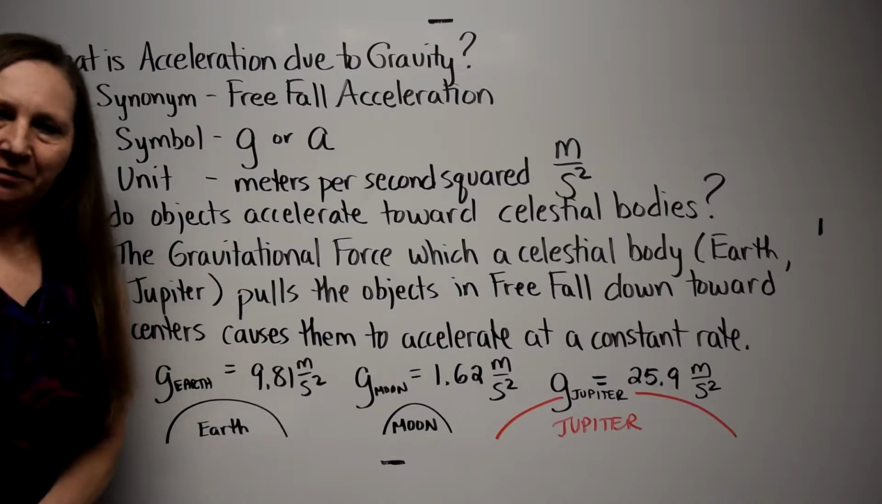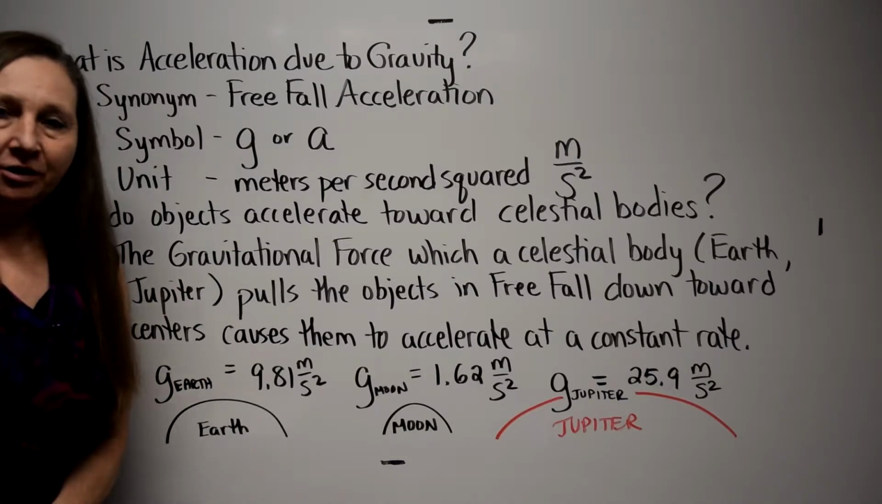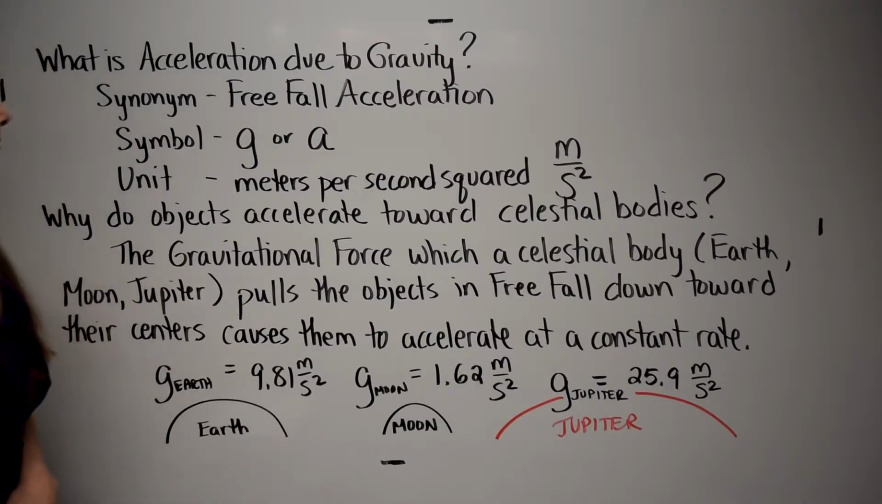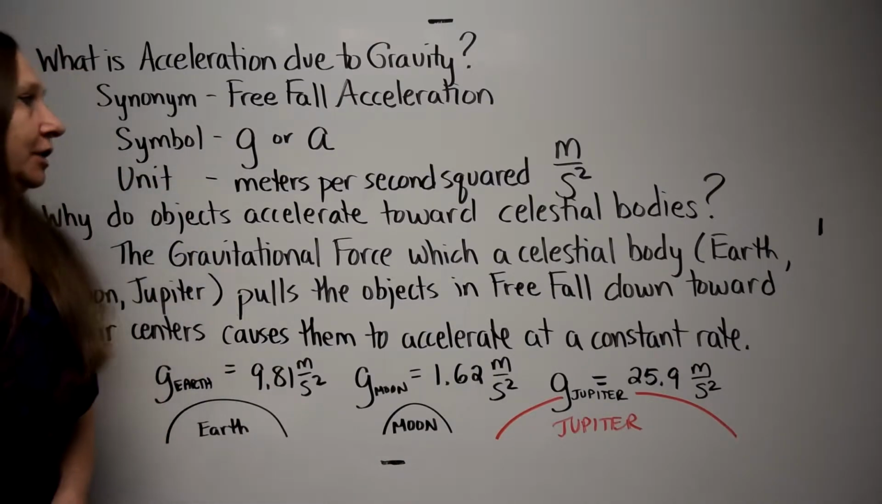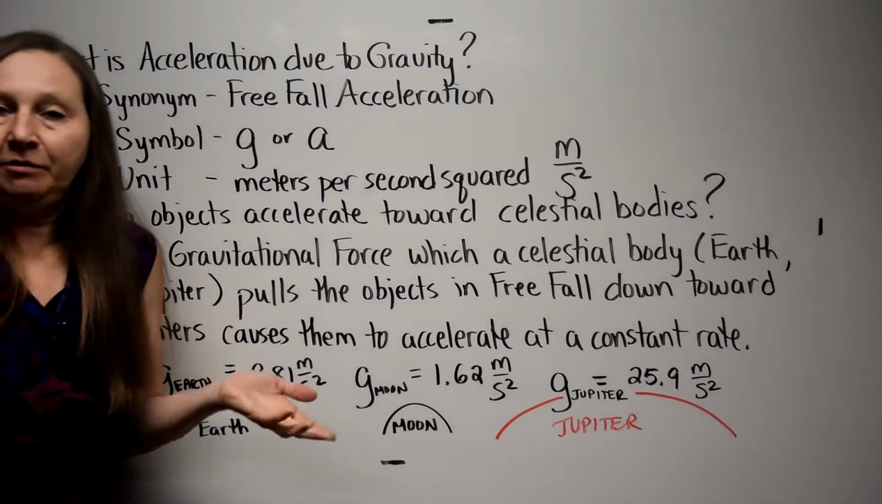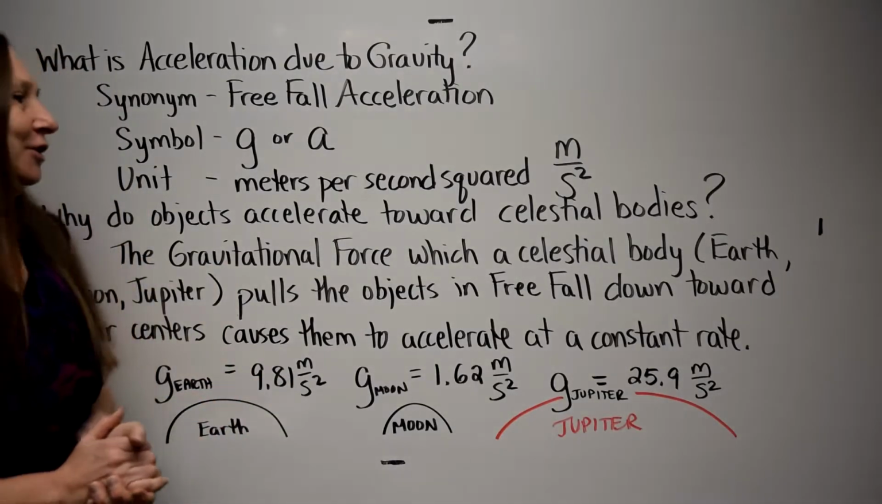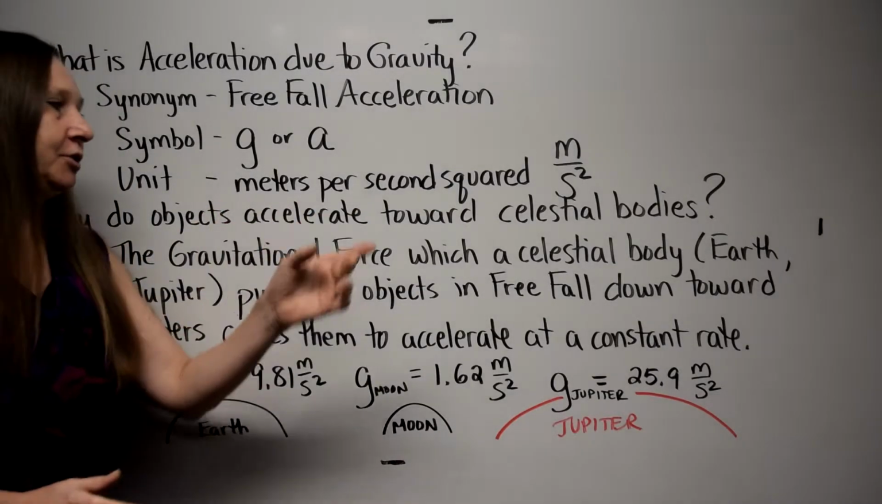Acceleration due to gravity: the rate at which an object accelerates toward the center of a celestial body. A synonym would be free fall acceleration. The symbol would be g or a, since it's a type of acceleration. The unit, since it's a type of acceleration, has to be meters per second squared.